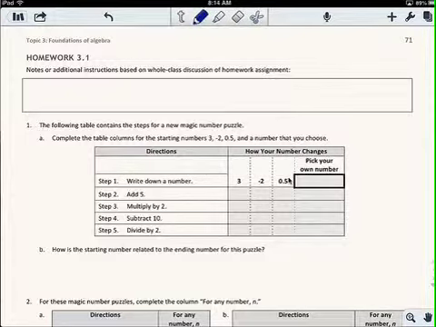We talked about magic number puzzles. We're obviously going to practice that a little bit. My PDF that I'm going to be working on is a little bit different from what you see on your homework, and I'll note that as we go along. Let's dig into the first problem.